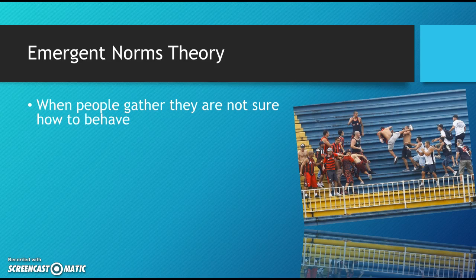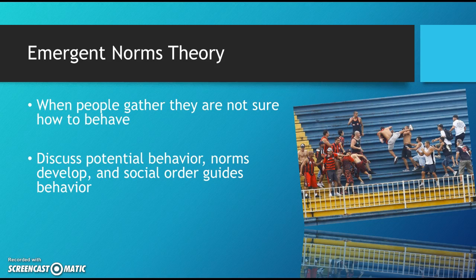Emergent norms theory kind of puts these two theories together. They argue that yes, people come to crowds with intentions and values of their own, but at the same time, when they get together with other like-minded people, at first, no one is sure how to act, how to behave necessarily. These norms emerge through social interaction, and eventually, through discussion, negotiation, and other social interactions, behaviors and norms start to take shape. Norms develop, and then shortly after, social order develops as well.